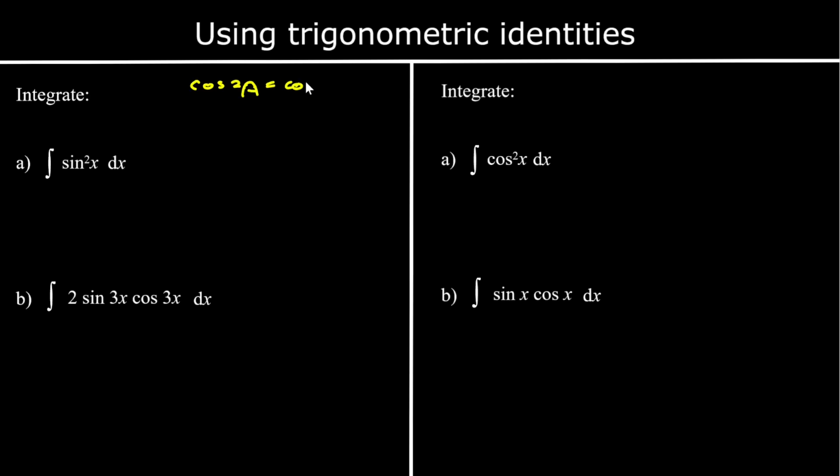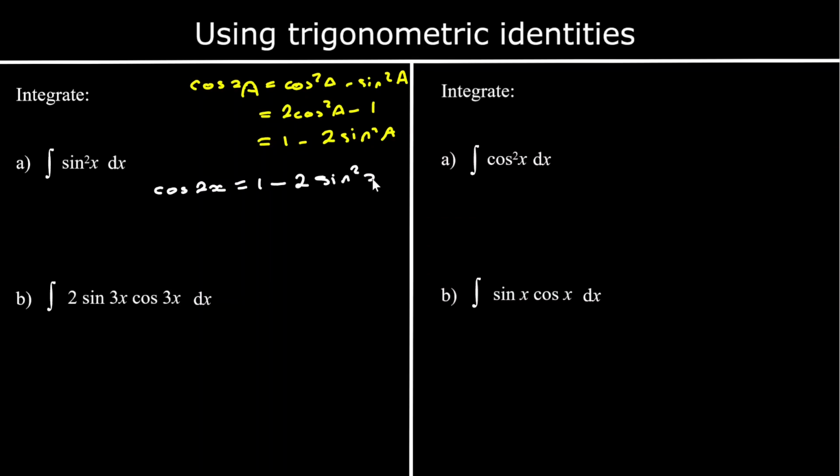So we know that cos 2a is either cos squared a minus sine squared a, or 2 cos squared a minus 1, or 1 minus 2 sine squared a. So to integrate sine squared x, we use cos 2a equals 1 minus 2 sine squared a. So let's write this down. So cos 2a, or cos 2x, is 1 minus 2 sine squared x.